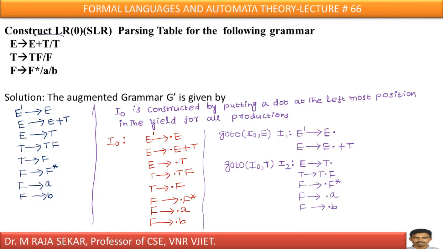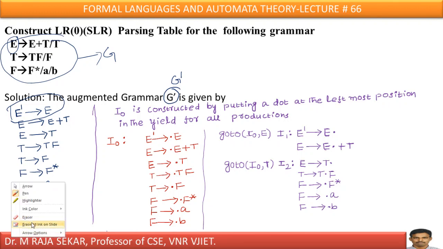This one is the given grammar. According to the procedure, I must construct an augmented grammar G dash. This is the given grammar G, isn't it? Now let me construct an augmented grammar. How can I construct it? What is the starting symbol in this grammar? Capital E is the starting symbol. Therefore, introduce one new production.